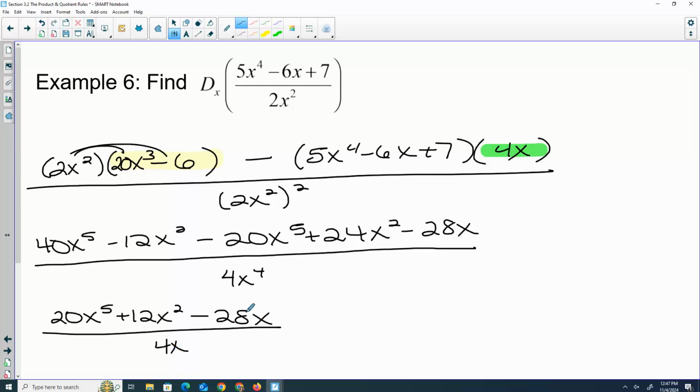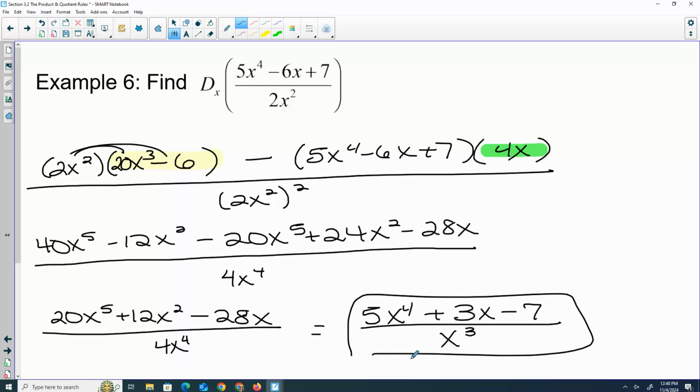Can we reduce anything? Take out an x, and divide by 4. So we get 5x to the fourth plus 3x minus 7 over x cubed.